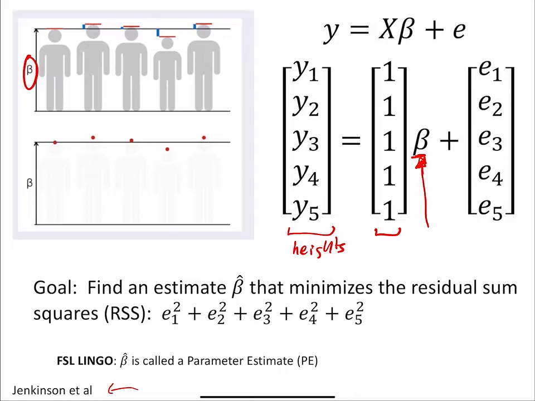Beta is the average height. If you think about taking these things, each of these heights is equal to beta plus some error. This is equal to beta plus some error. This is equal to beta plus some error. So beta must be the average height.